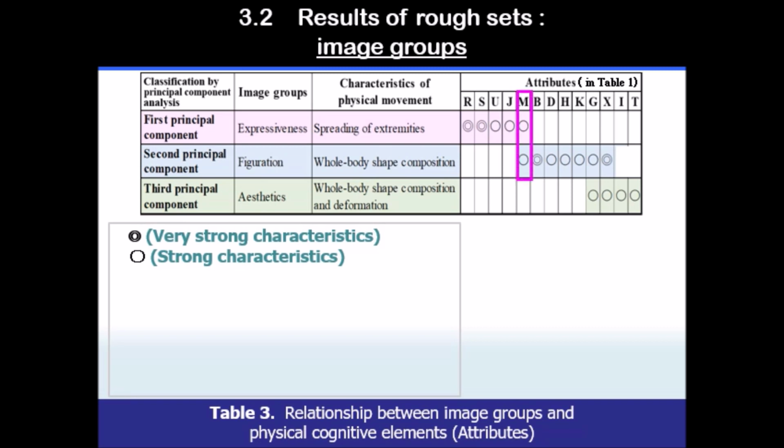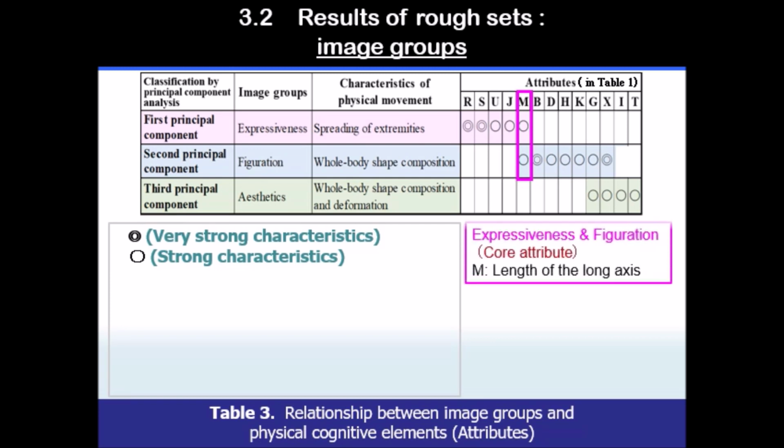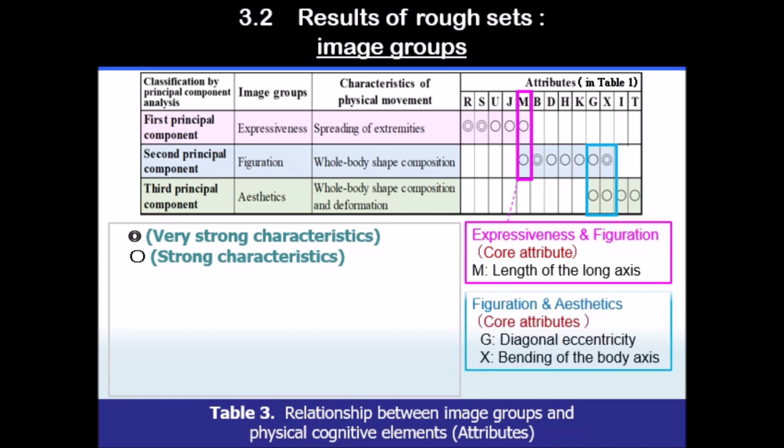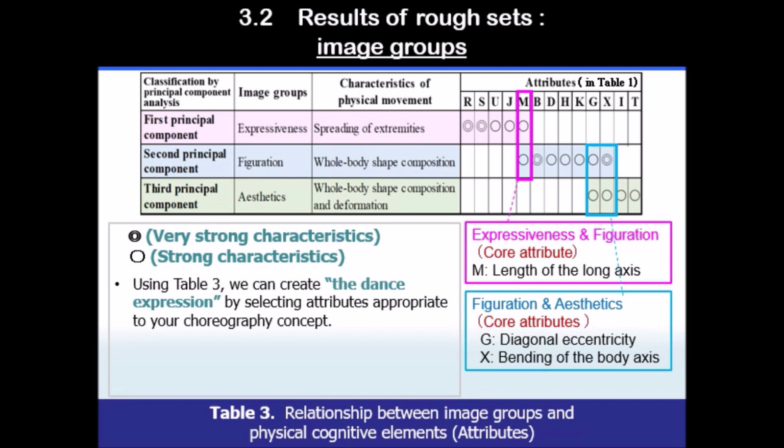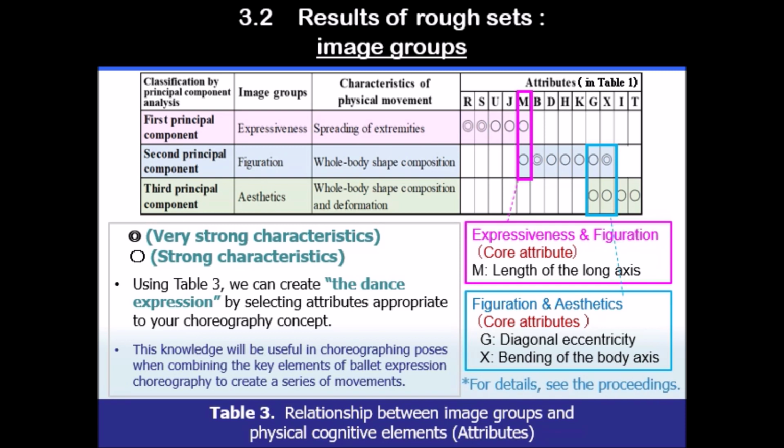For example, an attribute M in the pink rectangle is a core attribute between expressiveness image group and figuration image group. Using table 3, we can create the dance expression by selecting the attribute appropriate to your choreography concept. I won't go into detail here, so please have a look at the proceedings.